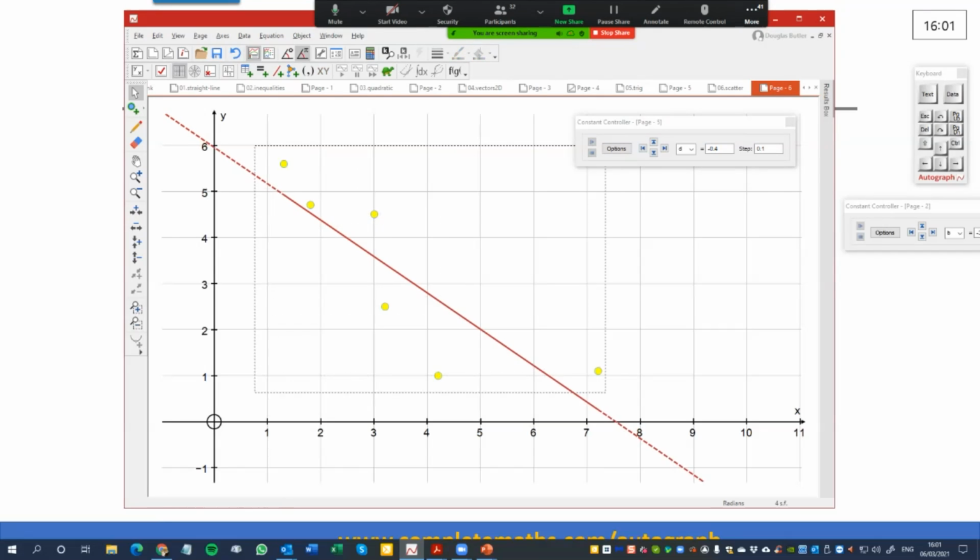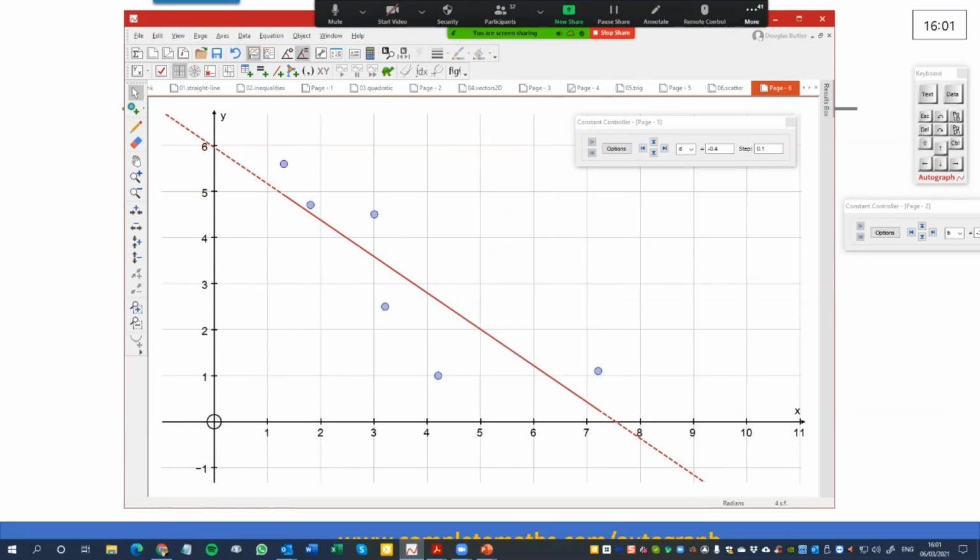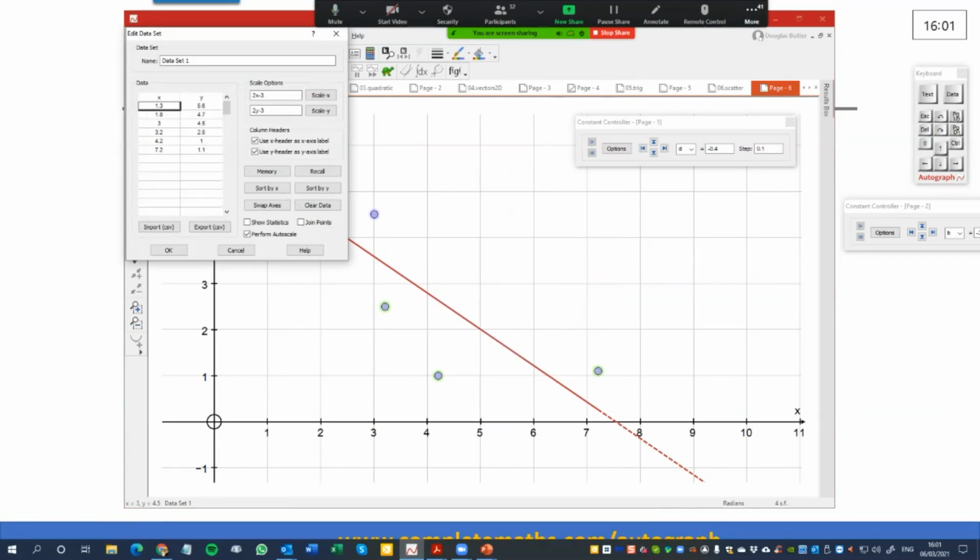So I'm going to select these points again, and I'm going to group them to a data set. Now what does that mean? It means you can't move them as such, but if you double click, here's the data you've just created. So it is now a data set. This is where you can paste in a data set from a spreadsheet.